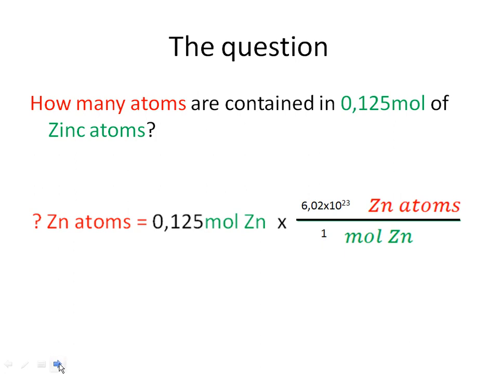And then we can find the answer. Do this with your own calculator before I reveal the answer. Pause the video. That should be the answer you got. 7,53 times 10 to the power 22 zinc atoms.